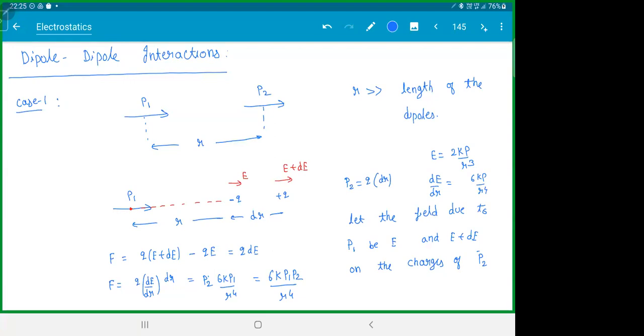Are you getting the idea what we're doing? Let the field be E on minus Q, and let the field be E plus dE on plus Q. The force will be Q into dE, multiplied and divided by dr. So what do we have, dE by dr? Rate of change of field. Let me write the result on the next page.